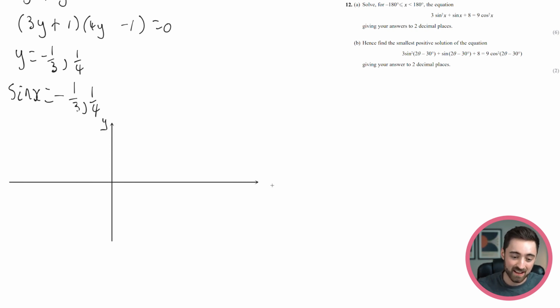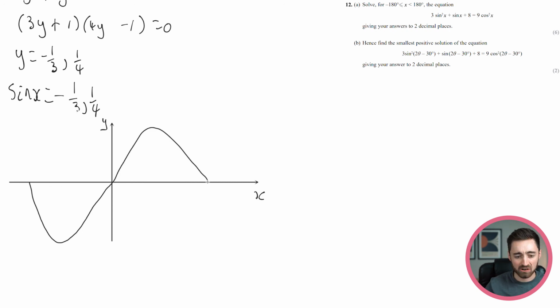So if I have the sine between minus 180 and 180, it'll look something like this. See if I butcher this like I usually do with graphs. All right, that could have been worse. I'm happy with that. So this is 180 and this is minus 180. So in other words, my solutions are going to correspond to where it intersects y equals a quarter and y equals minus a third. So it looks like in our case we're going to have 1, 2, 3, 4 solutions.